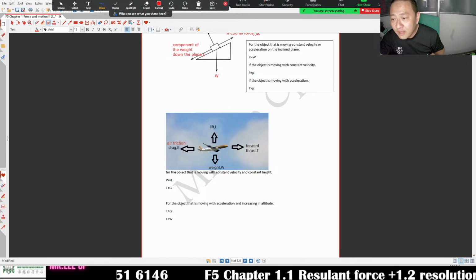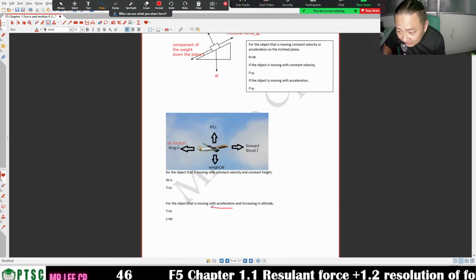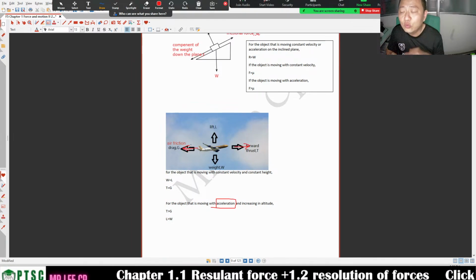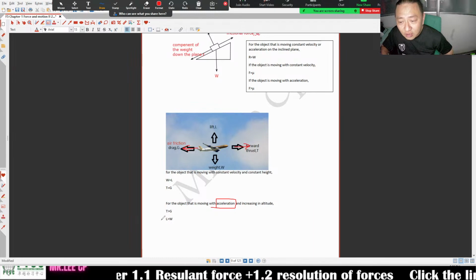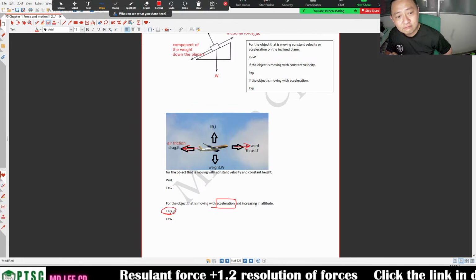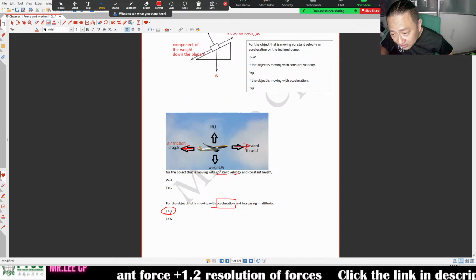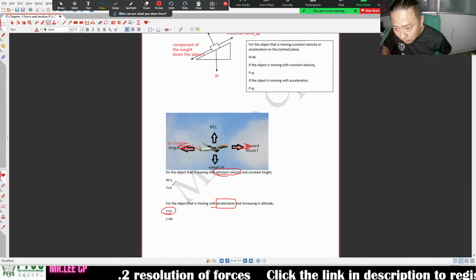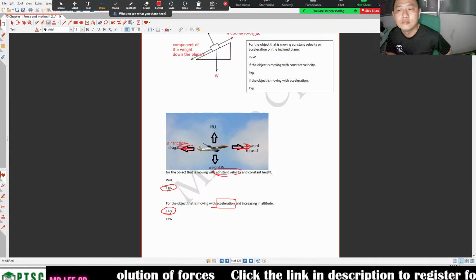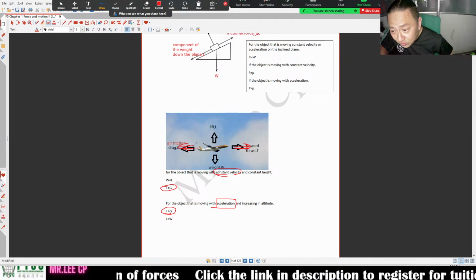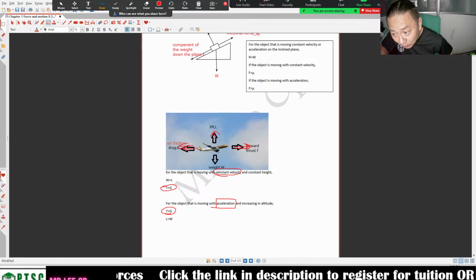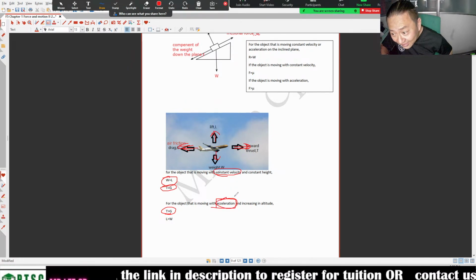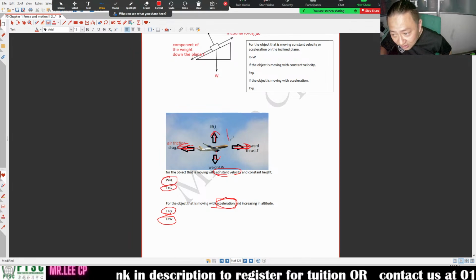And then if this one accelerates forward, which one is bigger, T or G? Of course it is T. If this one is moving with constant velocity, it means forward and backward will be the same. Oh, equilibrium. If it is constant velocity, upward and downward will be the same. If it is accelerating upward, lift force is bigger, so that it will go upward.